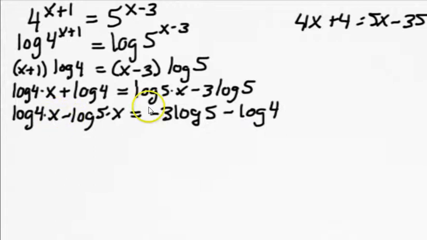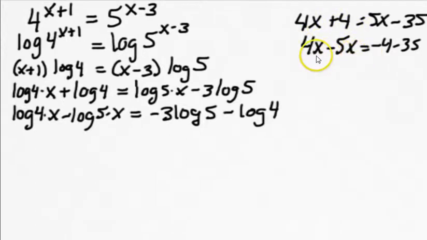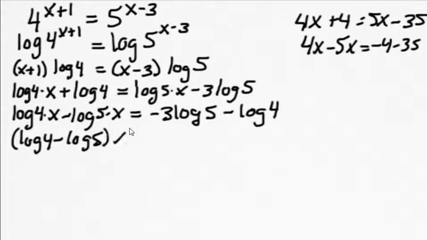Now what do I do when I have two terms with x? Well, if I go back to my little example over here, I would have had 4x minus 5x equals negative 4 minus 35. If I have 4x minus 5x, I just say 4 minus 5 times x. In other words, negative 1x. Here it's not quite as simple, but I still do log of 4 minus log of 5 times x. I could basically factor the x outside of a set of parentheses. So I have log 4 minus log 5 times x equals negative 3 log 5 minus log 4.